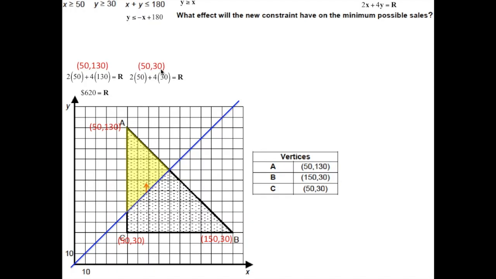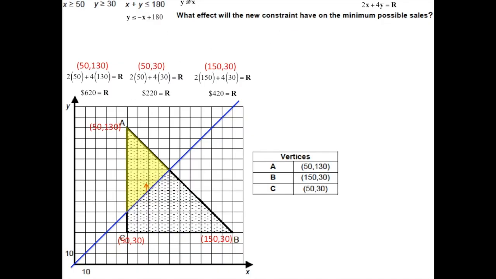For 50, 30, I get 2 times 50 plus 4 times 30, which is $220. So that's a minimum. For 150, 30, 2 times 150 plus 4 times 30 is $420. So $620 is the maximum. The minimum sales that we could have, the minimum revenue, is $220.